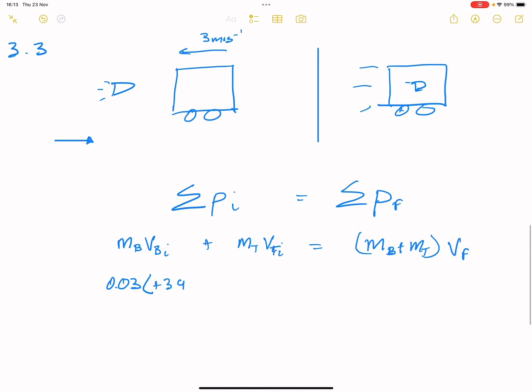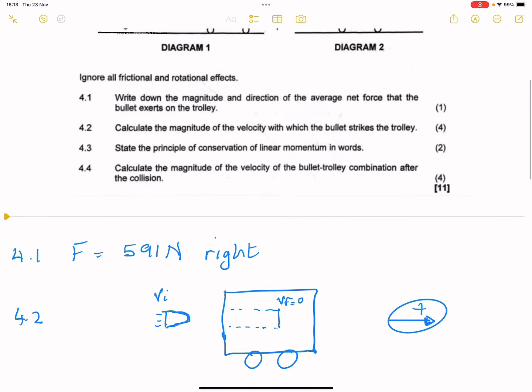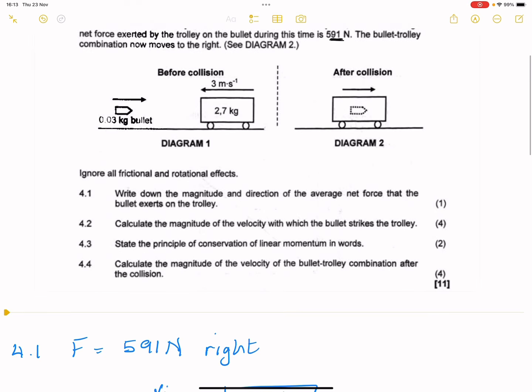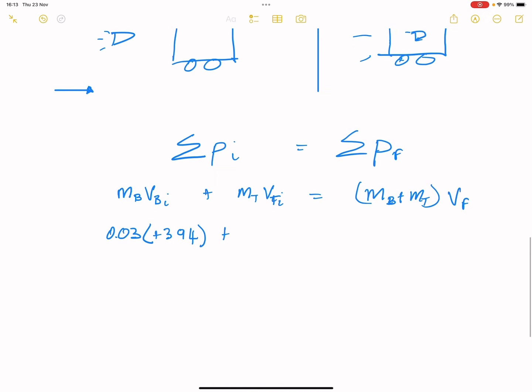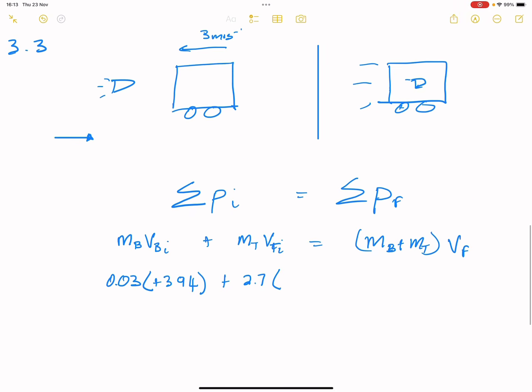So that's going to be positive 394, the one that we got there, plus. Now remember, the mass of the trolley was 2.7, right? So that's 2.7. But the trolley was moving at a velocity of 3 meters per second, but in the opposite direction to the bullet. So this will be -3. And afterwards, right, the two join together. So that would be 0.03. Okay. And we want the final velocity.